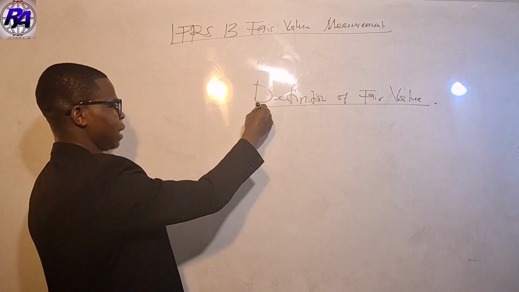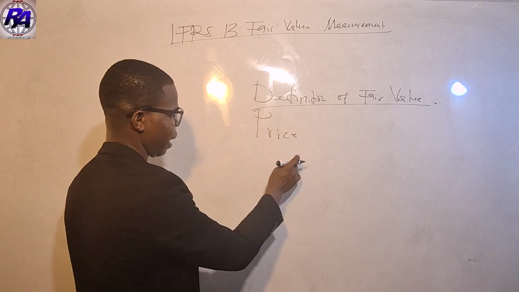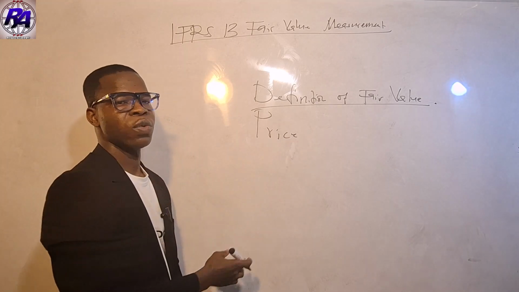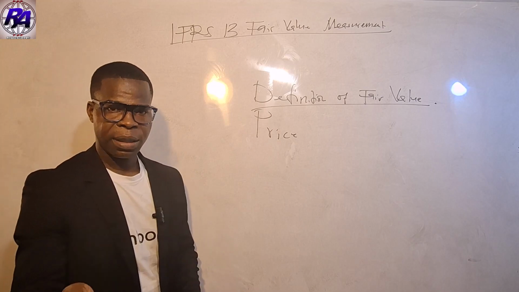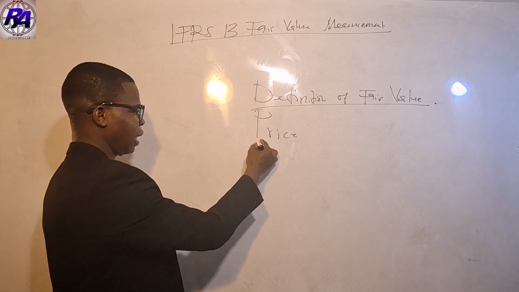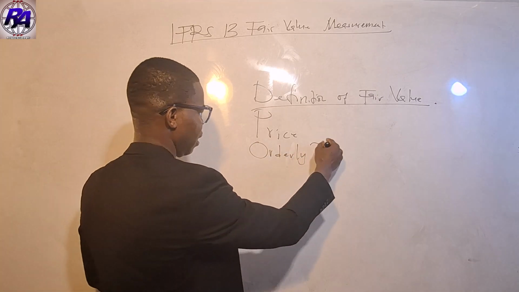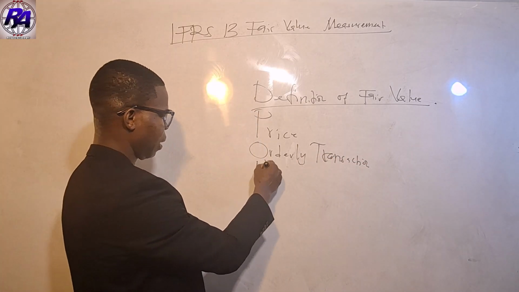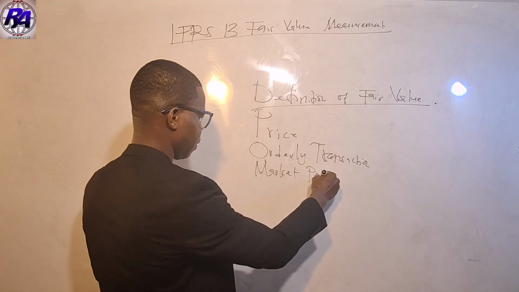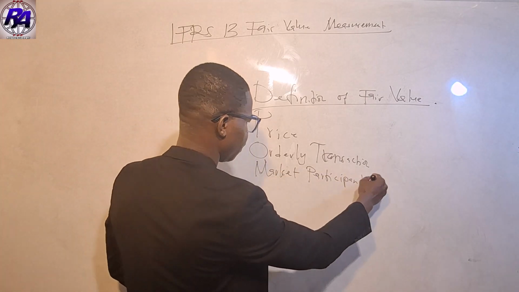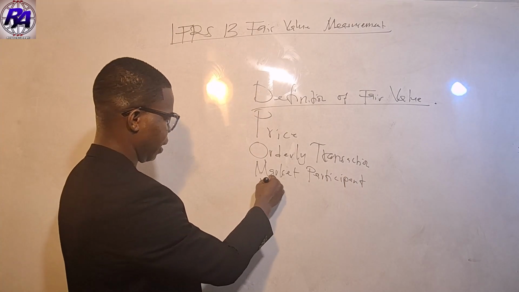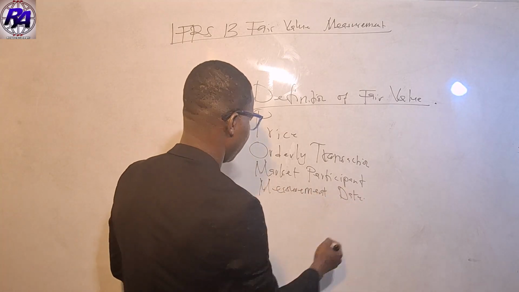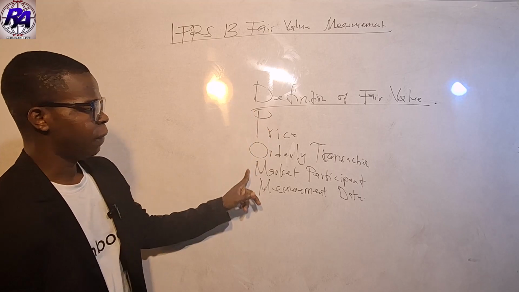So we are saying that it's a price. The constituents of the definition are that it's a price that will be paid, in fact, that will be received to sell an asset or paid to transfer a liability, in an orderly transaction, and between market participants, and then also we are looking at the measurement bit.